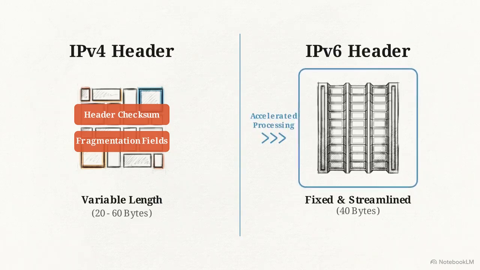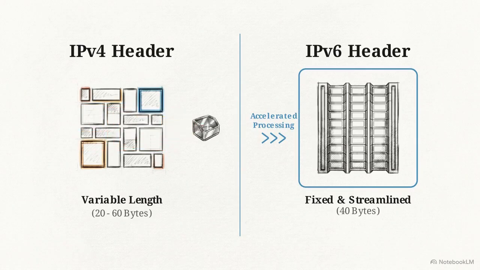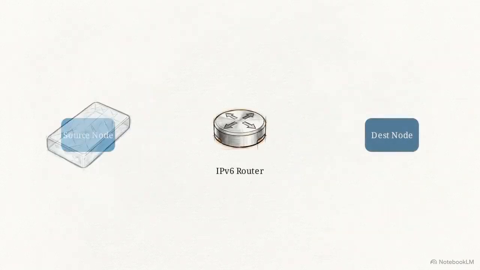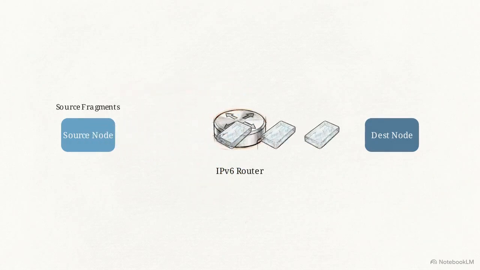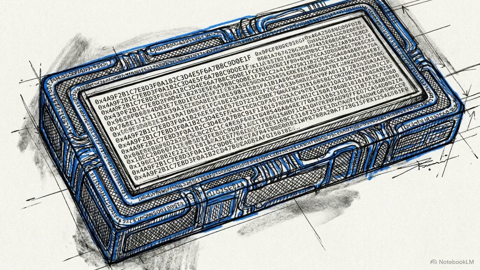To accelerate processing speeds, IPv6 eliminates the checksum requirement entirely, assuming modern transport layers handle error validation. It also removes in-transit fragmentation. Routers no longer split oversized packets. That operational burden is placed solely on the sending node. IPv6 integrates IPsec as a mandatory feature, providing native end-to-end encryption and cryptographic integrity to prevent address spoofing.